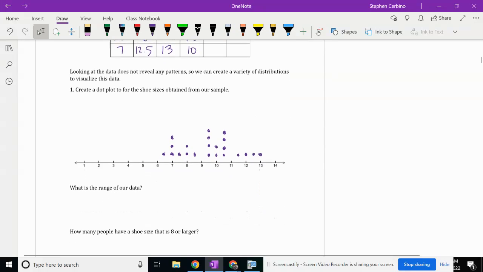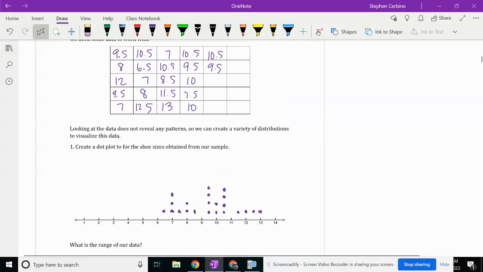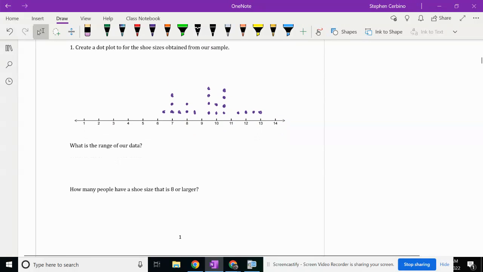Looking at this, it asks us what is the range of our data. If we organize it in this dot plot, we can clearly see that the minimum data is at 6.5. That would be the smallest shoe size in class. And the maximum data point was at 13. So the range of our data is from 6.5 to 13.